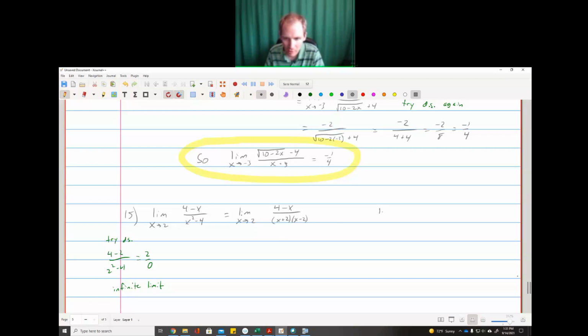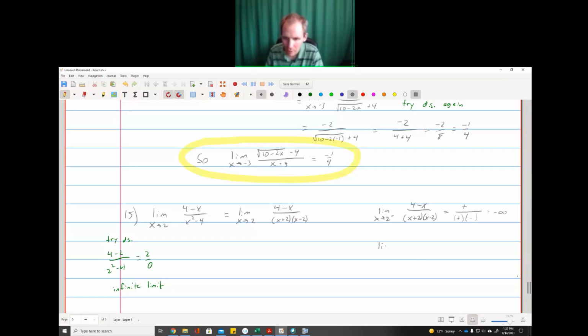So now let's look at the limit as x approaches 2 from the left of 4 minus x over x plus 2 times x minus 2. Okay. If I plug in something close to 2, the numerator is going to be close to 4 minus 2 or 2. That's positive. Okay. If I plug in something close to 2 and add to it, that's close to 4 or positive. If I plug in something close to 2 and subtract 2, it will be about 0. If we approach from the left, we have a number smaller than 2. So when we subtract 2, we get a negative.